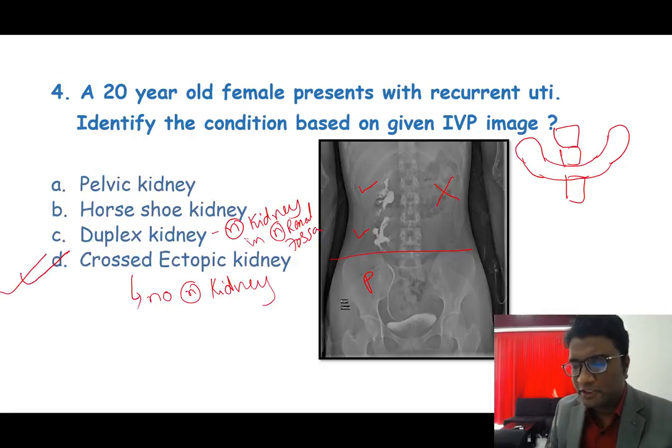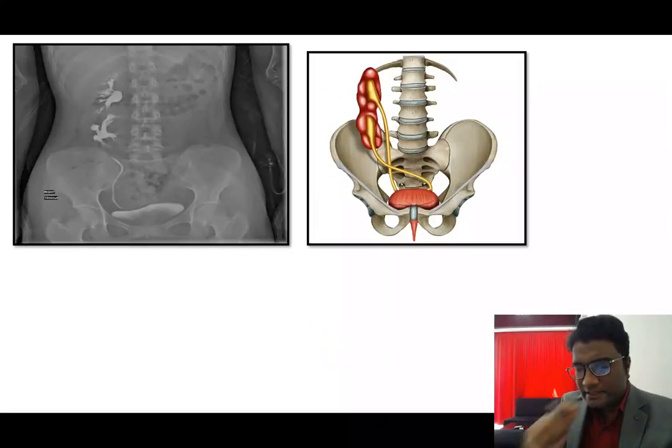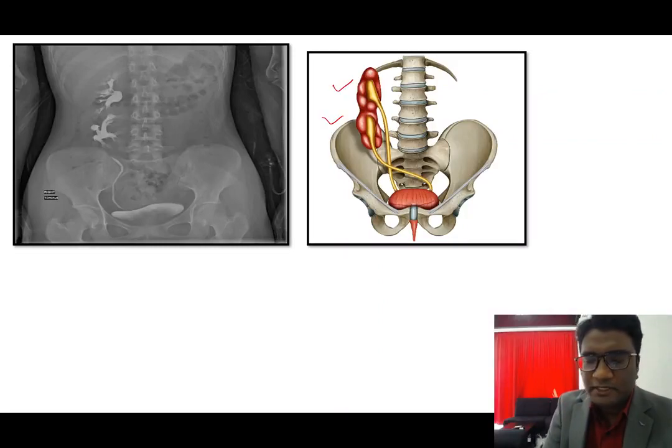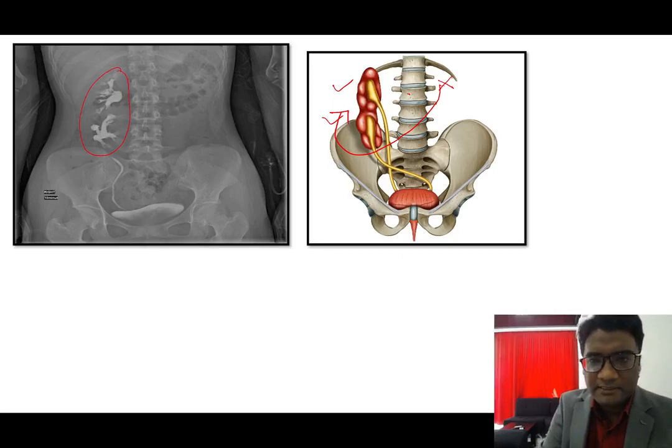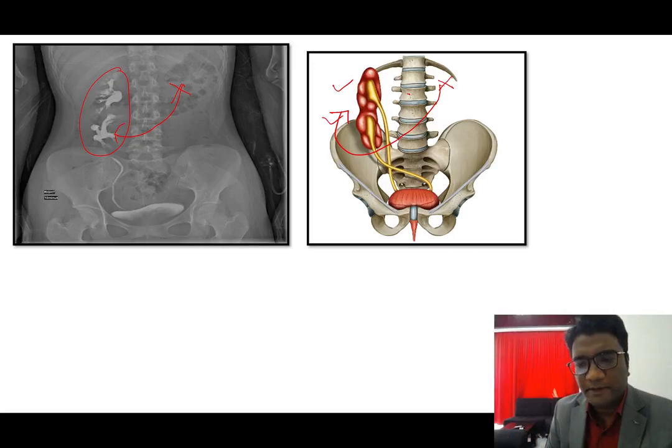Let me show you with the image, you'll understand it better. So basically, when you have a crossed fused ectopic, what is it crossed? It has crossed the vertebral column. So you don't see the normal kidney in the normal renal fossa. Instead, it has crossed the midline and fused with the other kidney. This is a crossed fused ectopic, and you can see the IVP image like this without any normal kidney in the normal renal fossa. That same kidney has actually crossed the vertebra. So it's a crossed fused ectopic. Don't confuse it with a duplication.